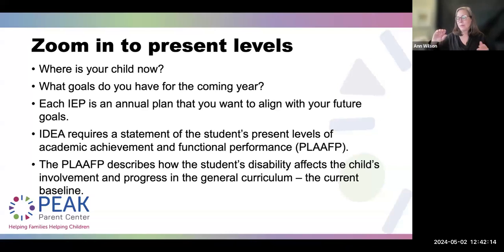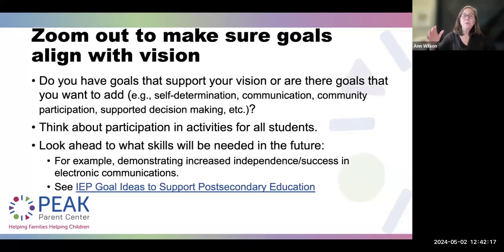But that's why you want to make sure you're building with each IEP. So take time to zoom out, to make sure that the goals align with your vision, that they align with who your child is. So think about, would I need a goal that supports my vision, or is there something that we might want to add? For example, self-determination, if that's an area of concern, communication, looking for communication in different types of settings, community participation, maybe supported decision-making. Think about how you can work in participation in activities for all students, especially if you have a student who's not participating in the general education classroom.